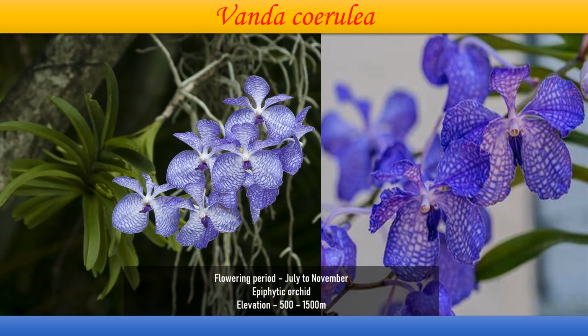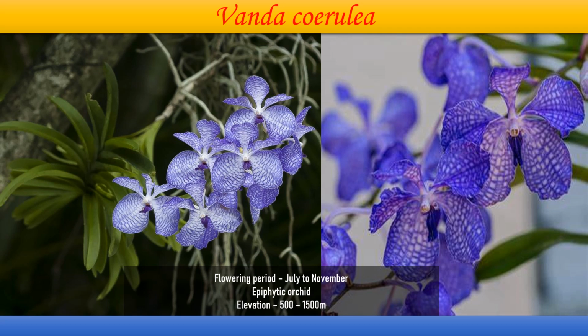Then comes our Vanda caerulea. So Vanda caerulea is, as you can see from the flower pattern, commonly the name would definitely be the blue Vanda, or you can say blue orchid, and sometimes it is called autumn's lady tresses.